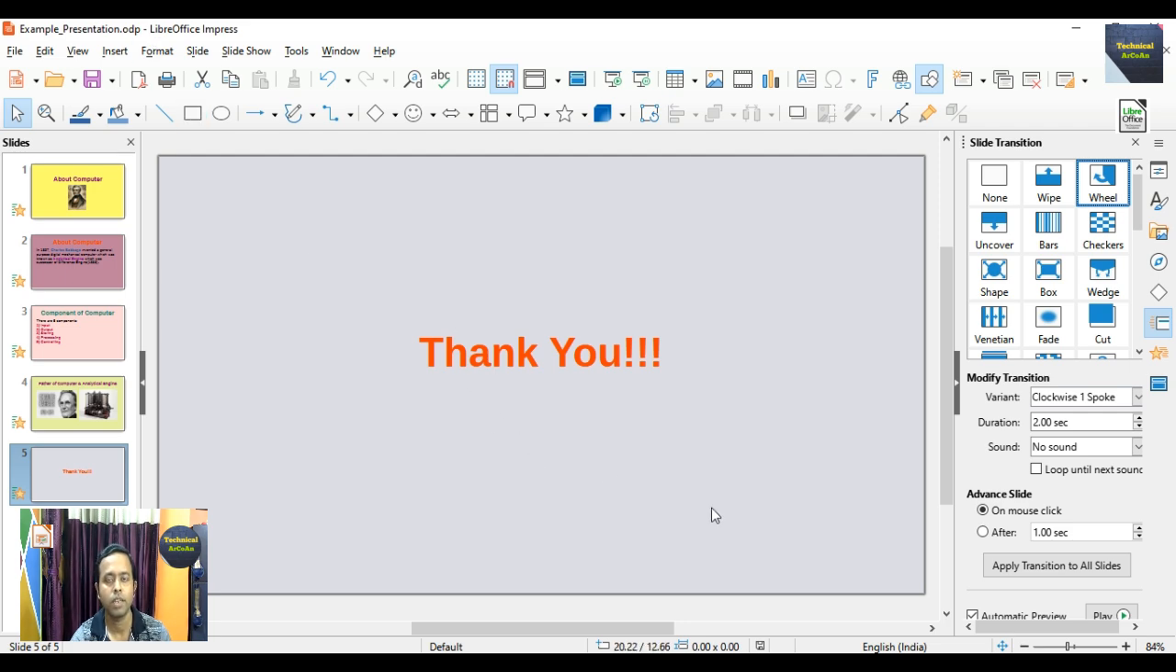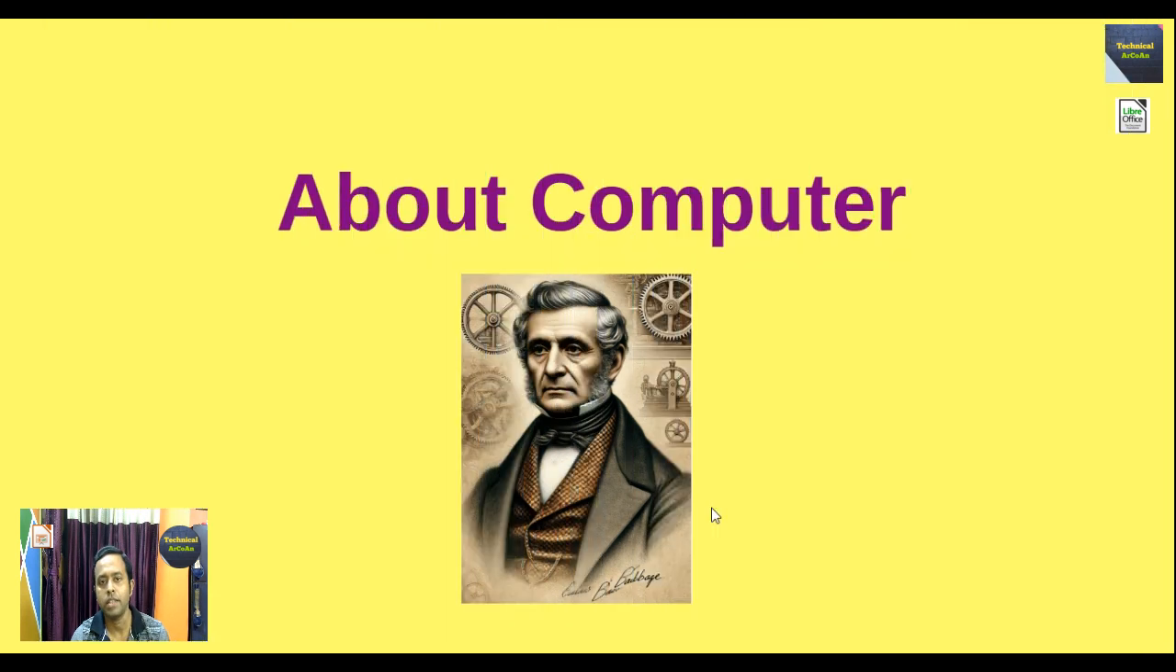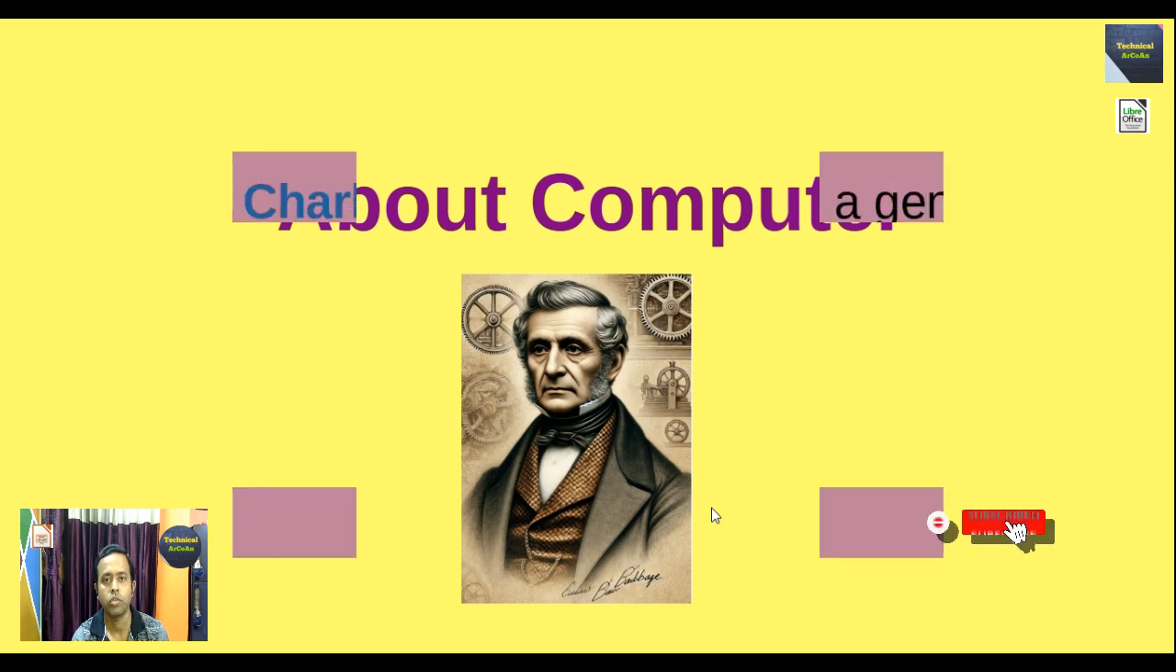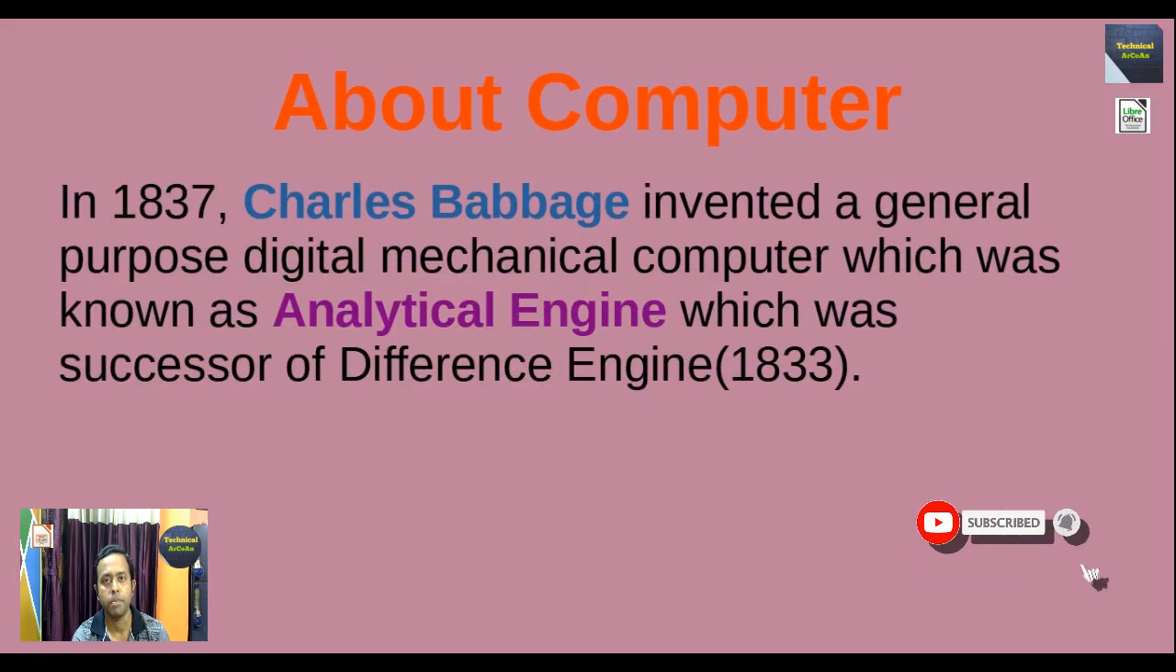So if we run this slideshow, just press F5. This is the first slide about computer. Either left click the mouse or press the right arrow on the keyboard. Second slide, about computer. In 1837, Charles Babbage invented a general purpose digital mechanical computer which was known as the analytical engine, which was the successor of the difference engine, and the difference engine was invented in 1833, right?